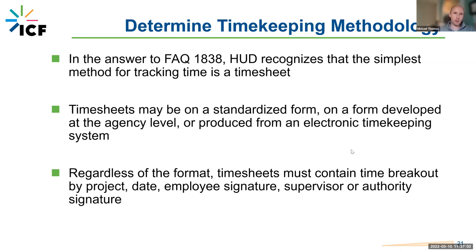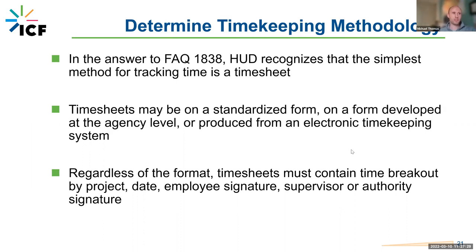You could let them develop their own form and just have them follow specific guidelines with what it should contain. Or if they keep time electronically, which is what we do here at ICF, that is acceptable as well. They can have a timekeeping system where the time is allocated based on entries into an electronic system designed for that, and then it produces reports that would show you what a manual timesheet would show you.